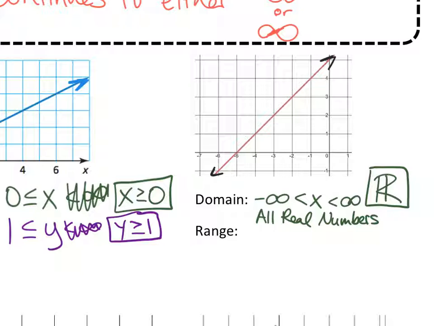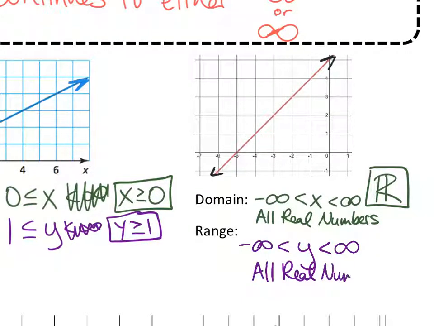Let's follow the same thought process, bottom to top, for range. Can I find the bottom of this graph? No, it's like Elastigirl. It's going to keep going forever. So I'm going to put negative infinity, less than y. Can I ever reach the top of this graph? No, it's like Elastigirl on that side too. It's going to keep going. So what was the phrase I use when I get double infinities? All real numbers. Or, if you're lazy like me, the fun and funky R.